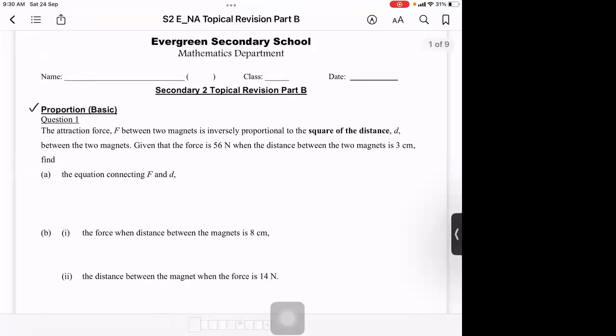Okay, I'll be explaining for today this worksheet for topical revision part B. If I have extra time, I'll do selected questions from topical revision part C as well. Okay, let's begin with our first few chapters.